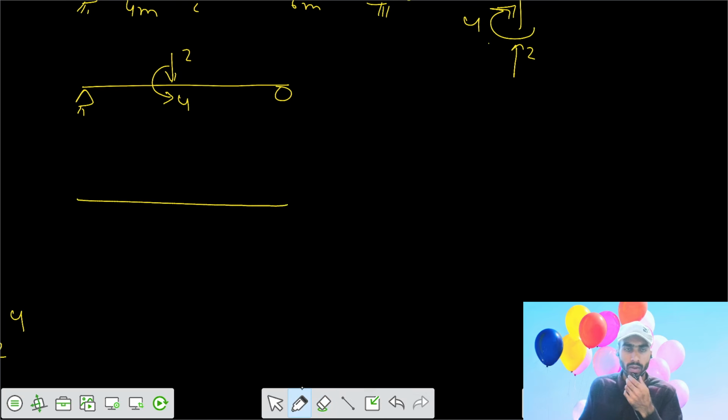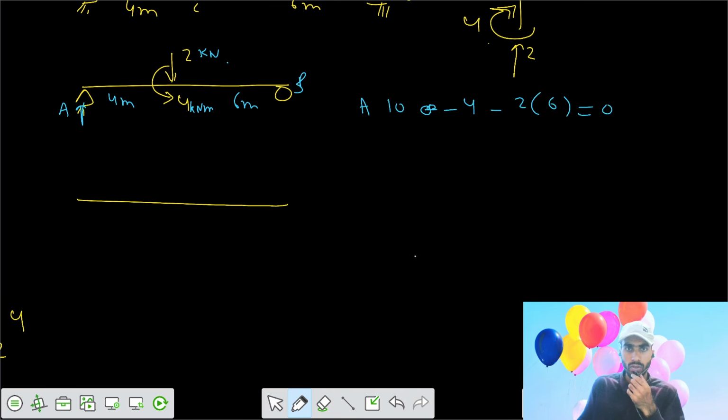Then we can get the values of reactions. Now let's solve for the reactions. Say this was your 4 meter, this was your 6 meter, this is your 4 kilonewton meter, this is your 2 kilonewton. Say summation of moments at B equals 0. We can write A into 10 meter, then anti-clockwise moment of 4, minus 2 into 6 equals 0. That means A equals 1.6 kilonewton. So in the shear force diagram we can write 1.6 kilonewton.